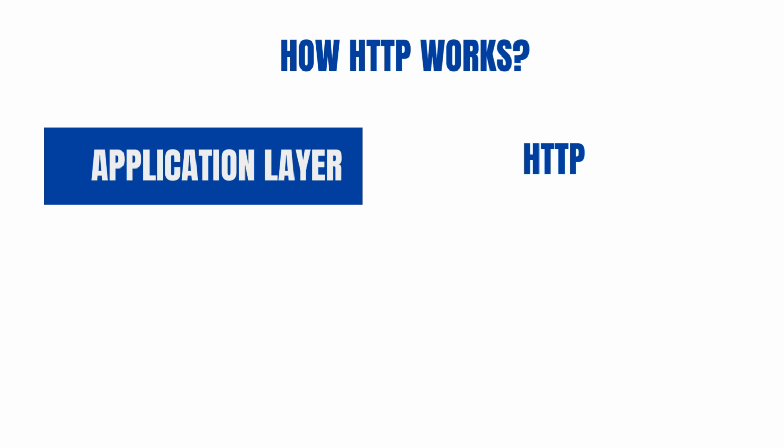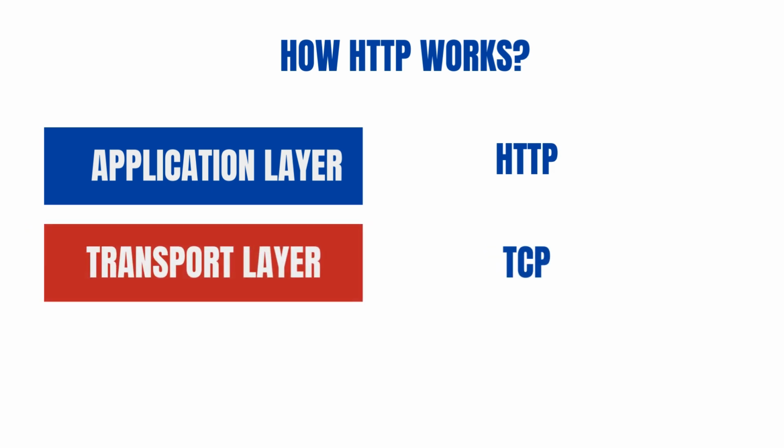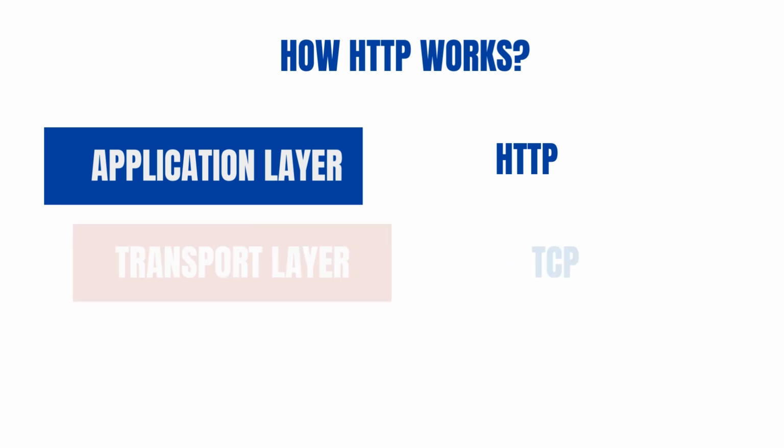How HTTP works behind the scenes. HTTP works at the application layer and relies on TCP, or Transmission Control Protocol, for efficient data transfer. Think of HTTP as the request and response language, while TCP handles the reliable delivery of information packets behind the scenes. HTTP works on the application layer, while TCP works over the transport layer.